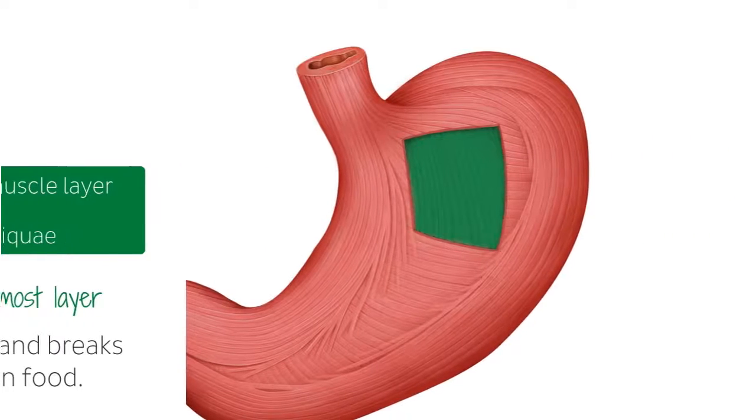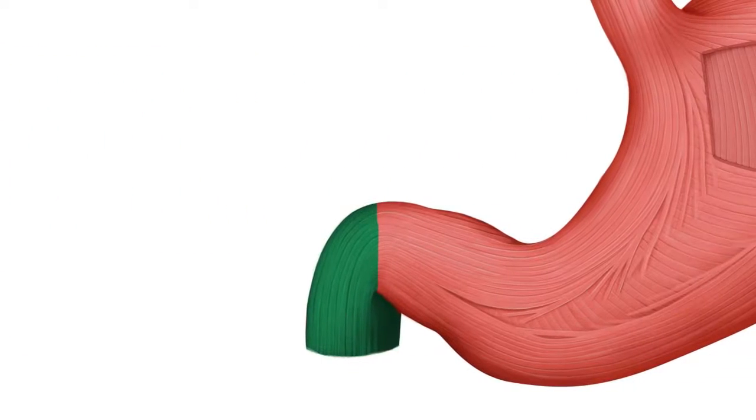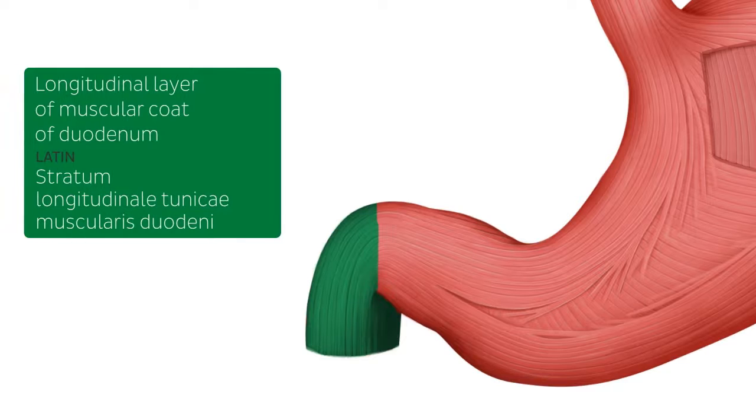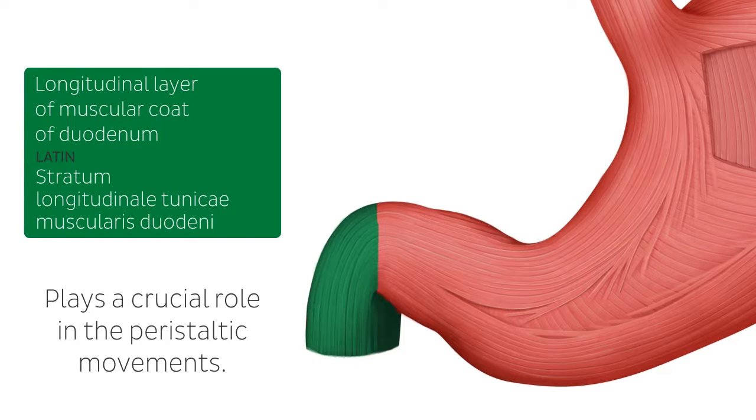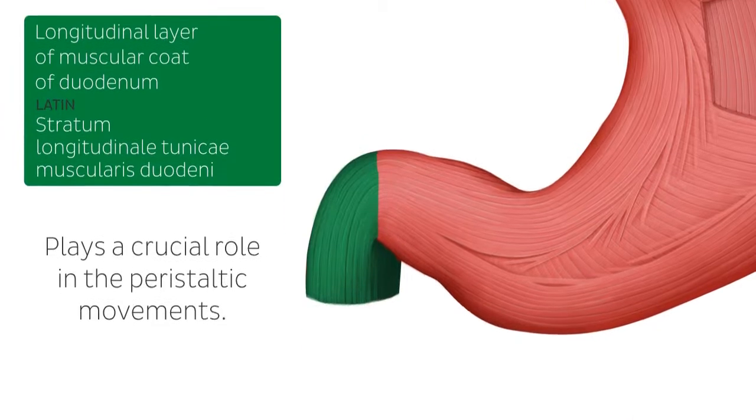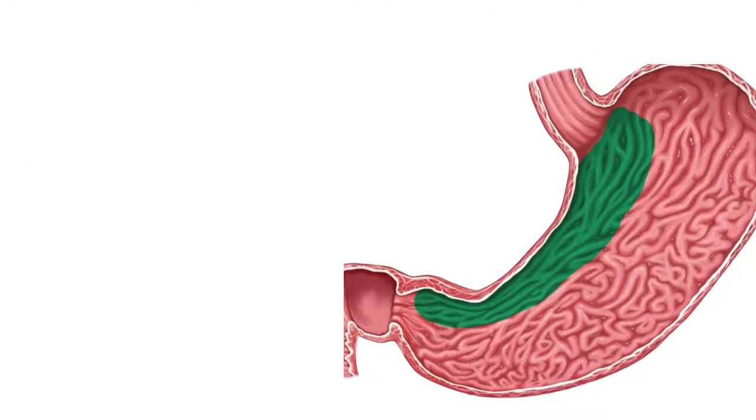Before we move on to the next part of this tutorial, I just want to show you that the longitudinal layer of muscle fibres continues into the duodenum, the next part of the GI tract. Here in the illustration, you can see this longitudinal layer of muscle fibres, which plays a crucial role in peristaltic movements. So now let's open up the stomach and see some of the internal features of this organ.